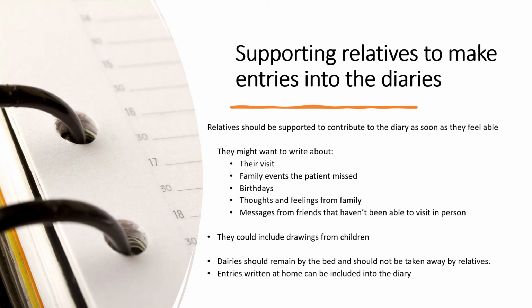Relatives or visitors might like to write about family events the patient has missed, birthdays that have happened, thoughts and feelings from family and friends, or messages from friends that haven't been able to visit in person. They might also want to include messages and drawings from children, or talk about news from the wider world that the patient would be interested in, for example, news or sports scores.